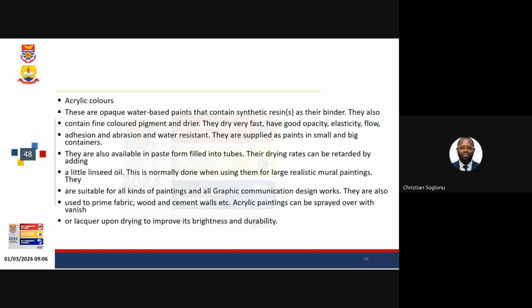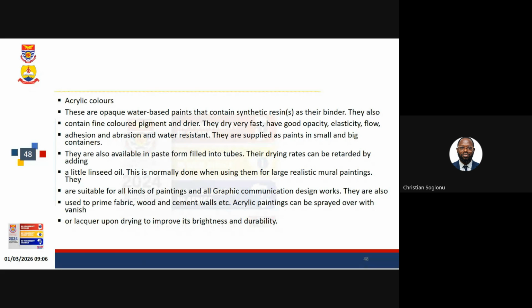Okay, so now we come to acrylic paints, acrylic colors. These are opaque watercolor paints that contain synthetic resin. So acrylic paints are synthetic paints because they contain synthetic resin as a binder. Poster colors don't contain that; poster colors contain natural resin.